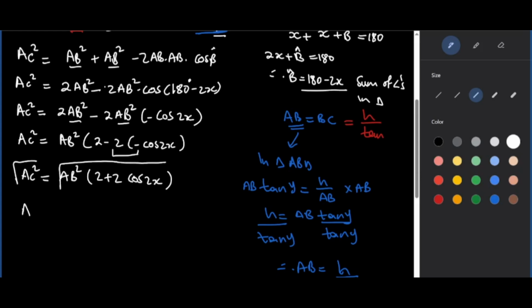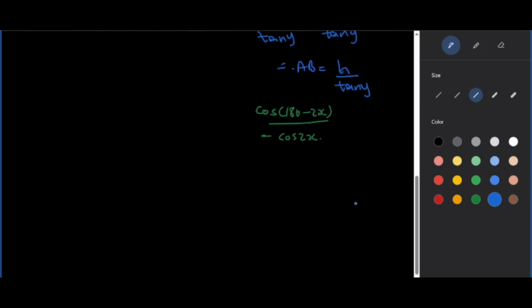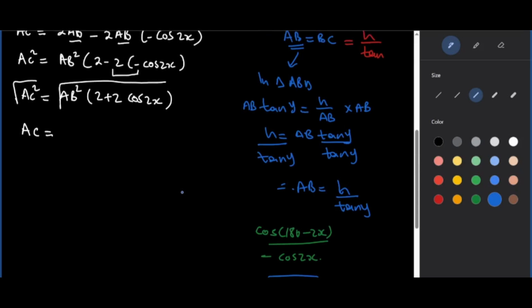Square both sides. What is AC equal to? Remember, I always remind you of the rule. If I have A squared multiplied by B squared, and everything is square-rooted, I can write this as the root of A squared times the root of B squared. So this is just A times B. That's the answer. This is exactly what I'm going to do here. I'm going to separate this and write this as the root of AB squared times the root of 2 plus 2 into the cos 2x.